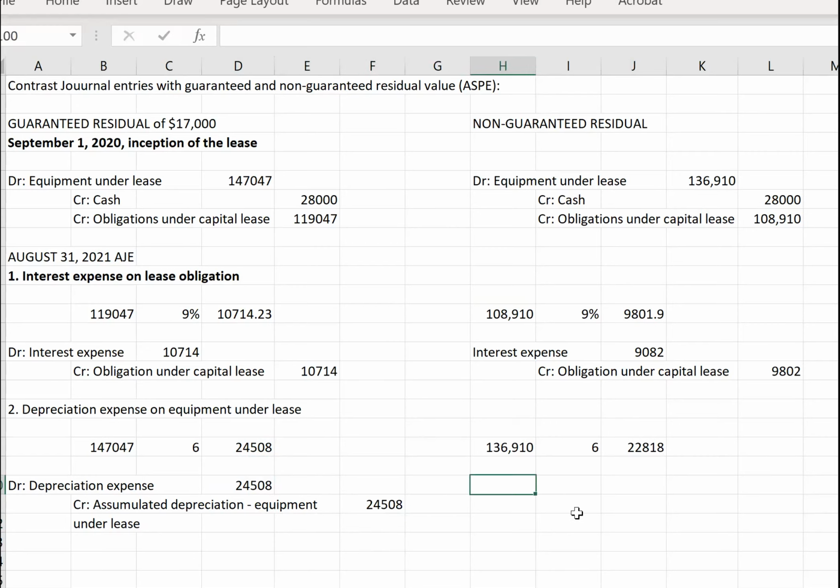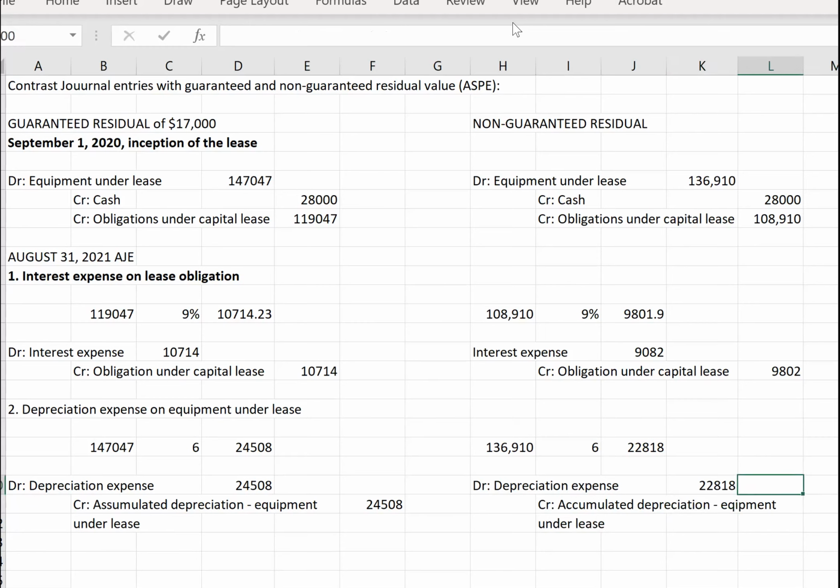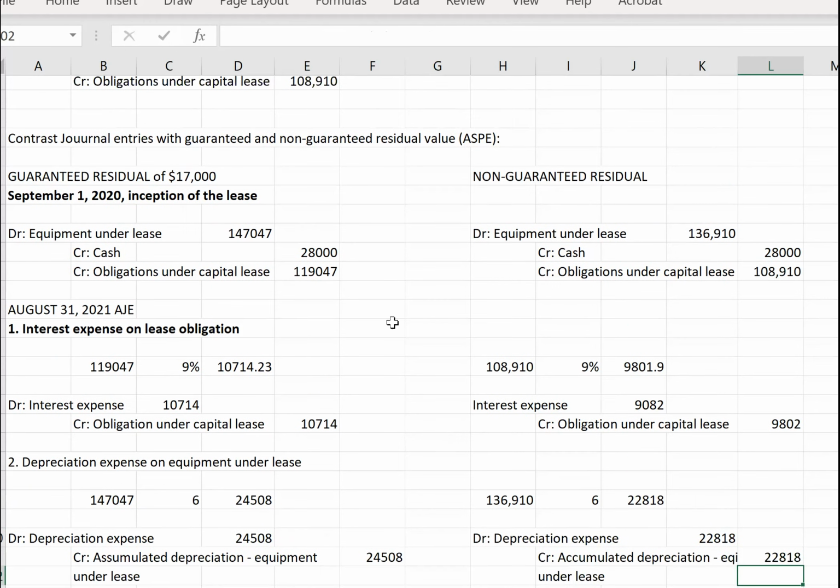Same thing here. We're going to have debit depreciation expense, which is going to be this amount. Credit accumulated depreciation, equipment under capital lease. Under lease, right? Under capital lease or under lease, it doesn't matter. And then this is going to be that same amount of the 22,818. Okay. And that is the contrast between these two entries.